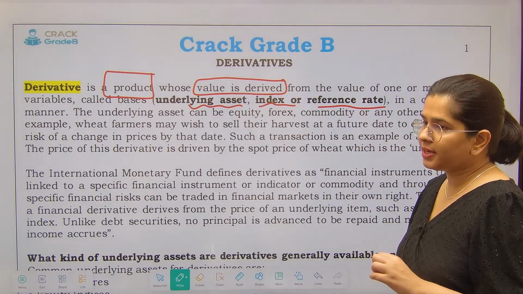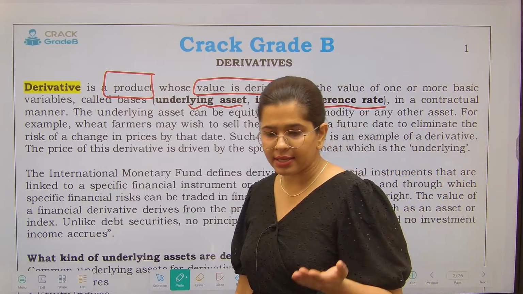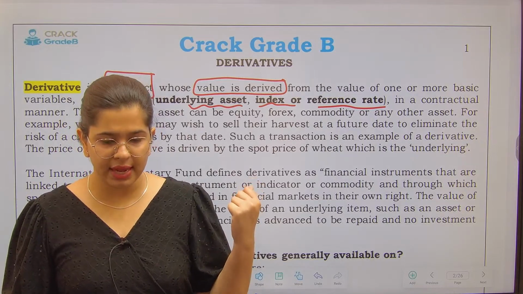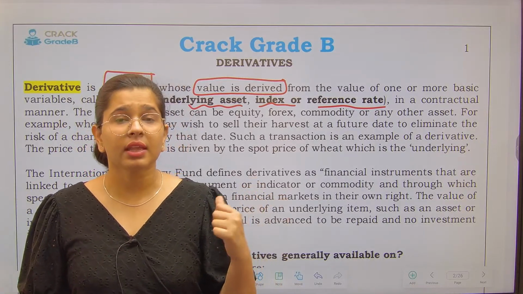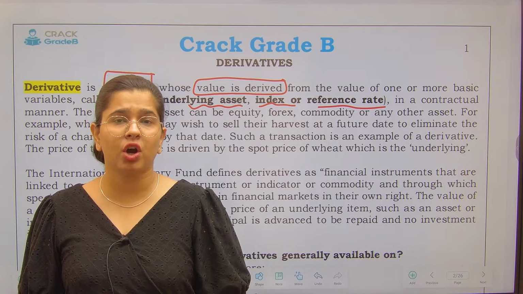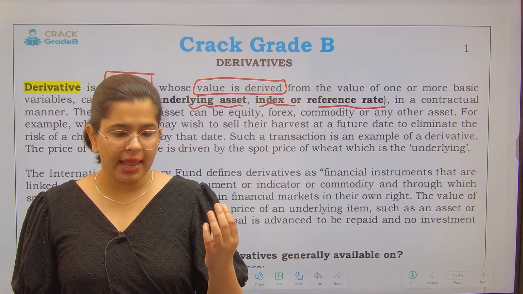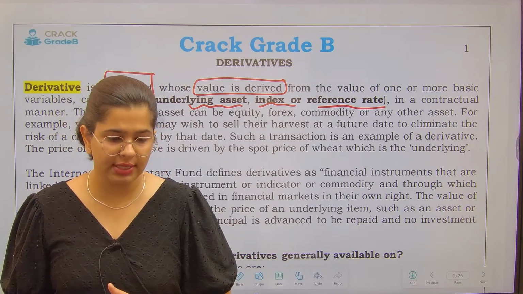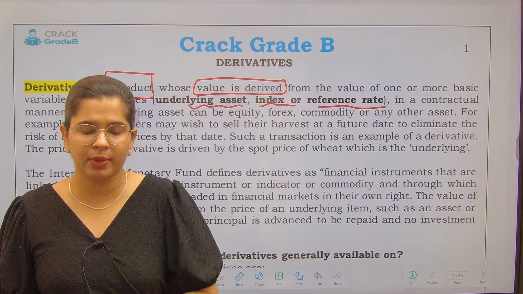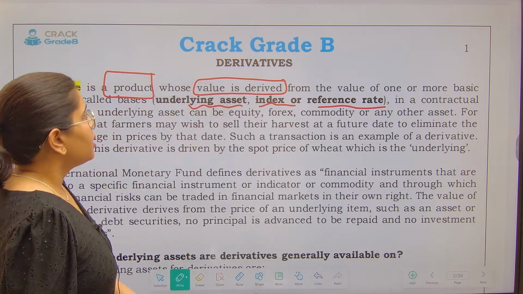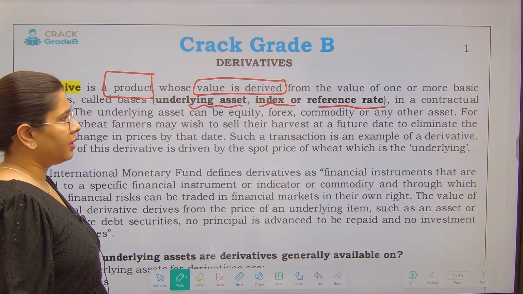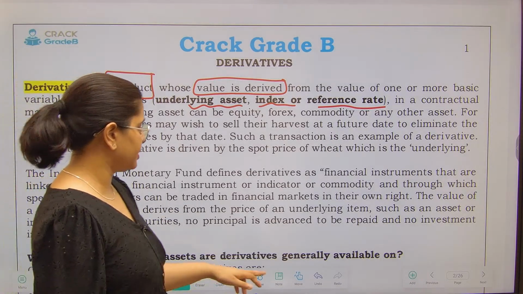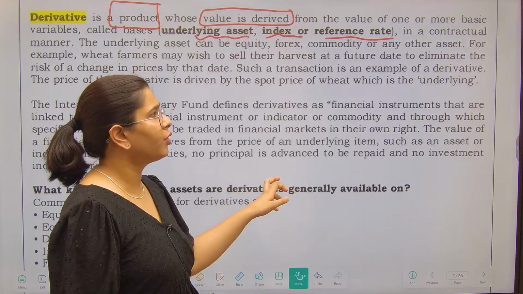See, for a derivative, when you need an asset, that asset could be anything, right? We will see what kind of assets we can talk about. Any kind of commodity could be your asset, any kind of shares could be your asset, any kind of financial measure could be your asset, right? So in a contractual manner, the underlying asset could be equity, forex, commodity or any other asset. An example has been provided over here.